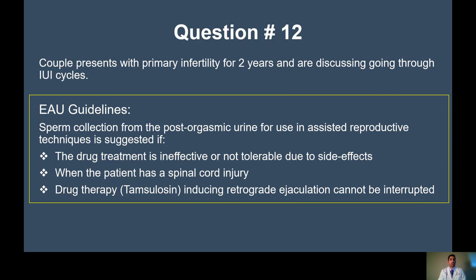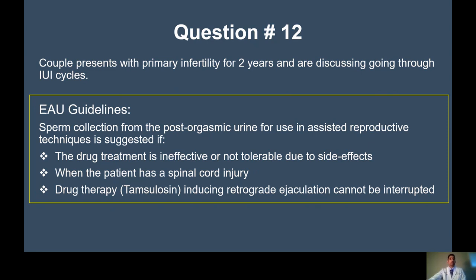Also, if the patient has a history of spinal cord injury. And lastly, if the patient is on certain medications, we discussed tamsulosin as one of them, or other form of drug therapy that is a cause of the retrograde ejaculation and cannot be stopped for any particular reason.